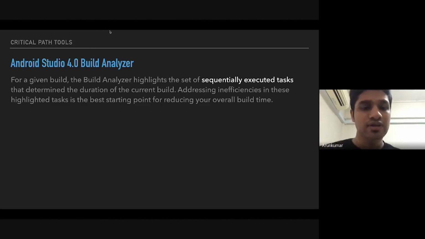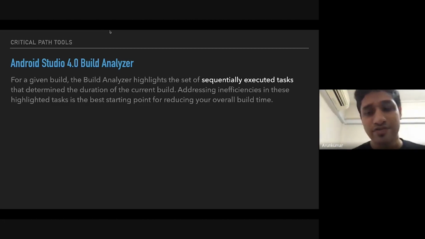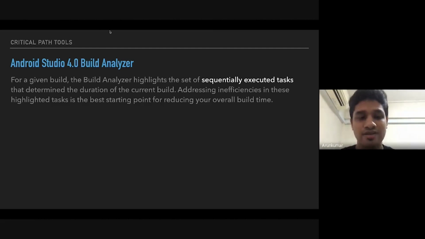For a given build, the Build Analyzer highlights the set of sequentially executed tasks that determine the duration of the current build. Addressing inefficiencies in this highlighted task is the best starting point. So this is a different way of saying that is your critical path, right? Sequentially executed tasks that took a long time, that is exactly the definition of critical path. So even though the Android Studio Build Analyzer does not reference it, that is what it means.